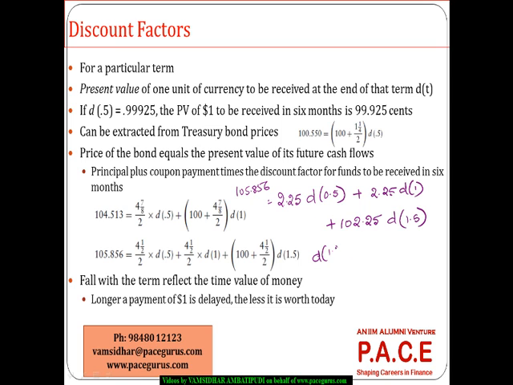Now because of this, what can I get? I can get D1.5 quite comfortably, because D.5 and D1 are already there with me. 105.856 minus 2.25 times D.5 plus D1, I am adding all of them, and the total I am dividing by 102.25. So this is what I can do for the calculation across. I can sum up all the discounting factors until the previous one, subtract that from the price, and divide it by 100 plus the semi-annual coupon amount.